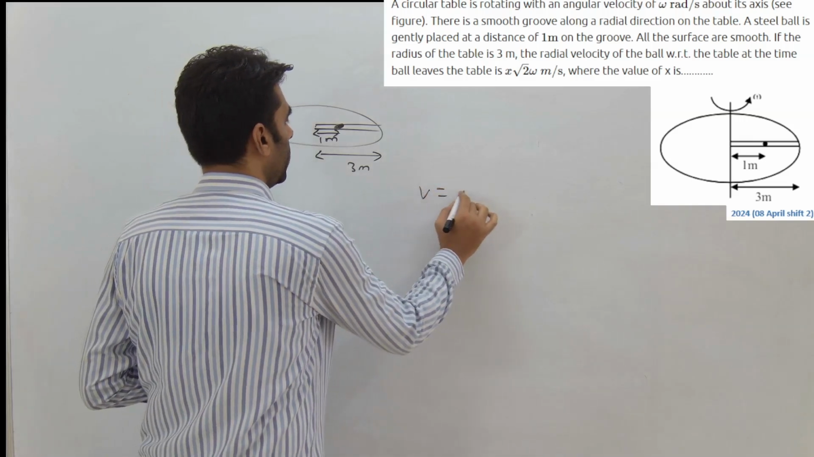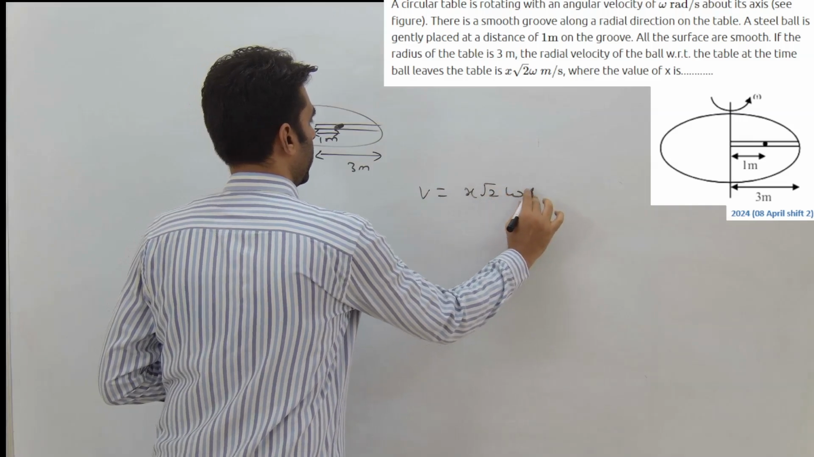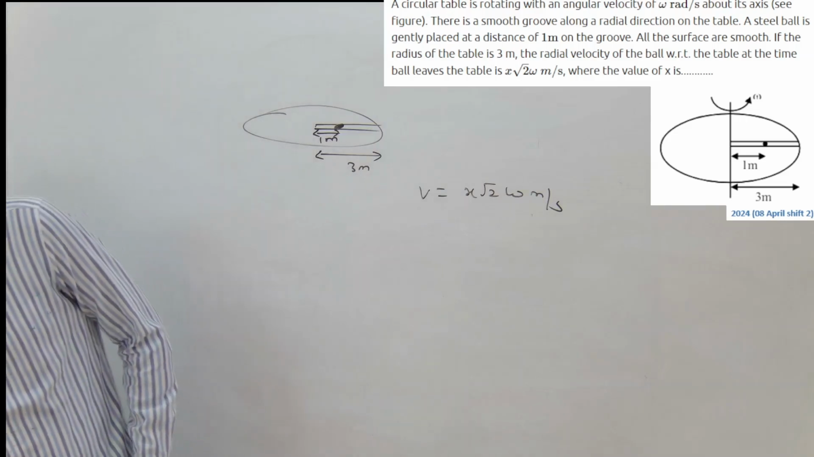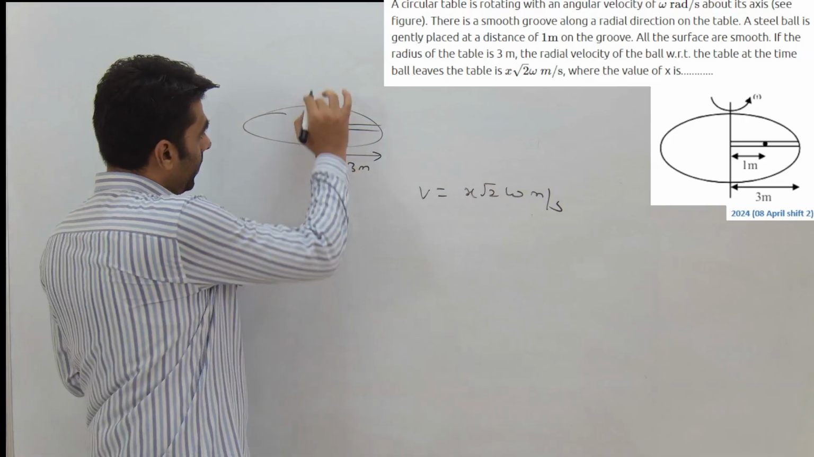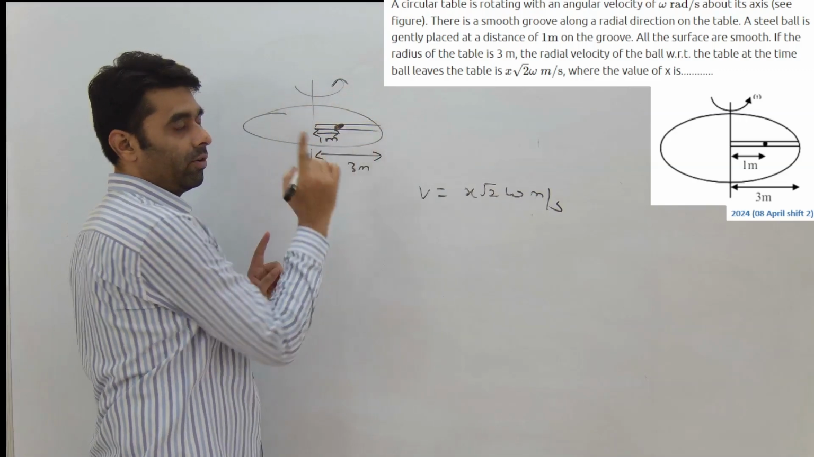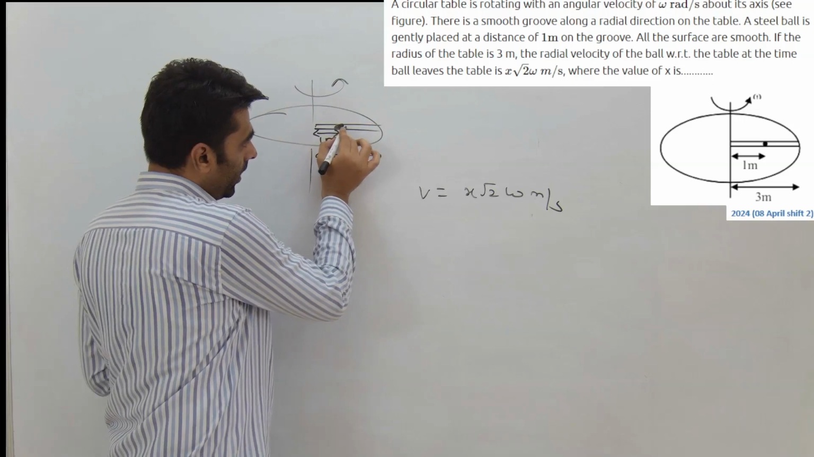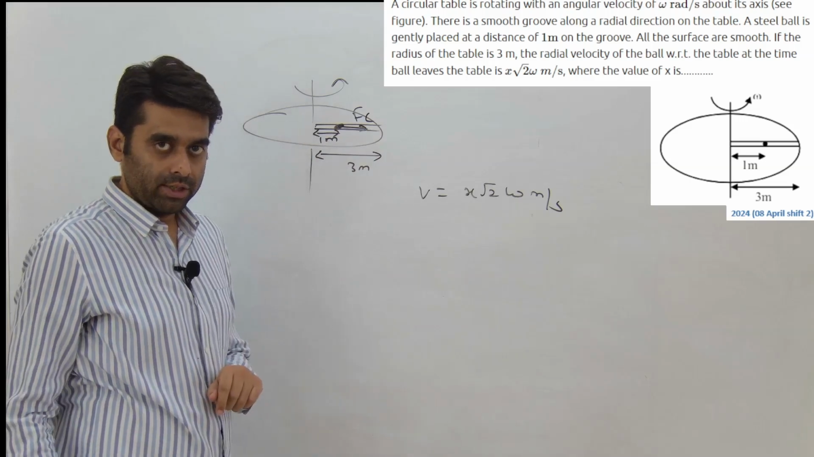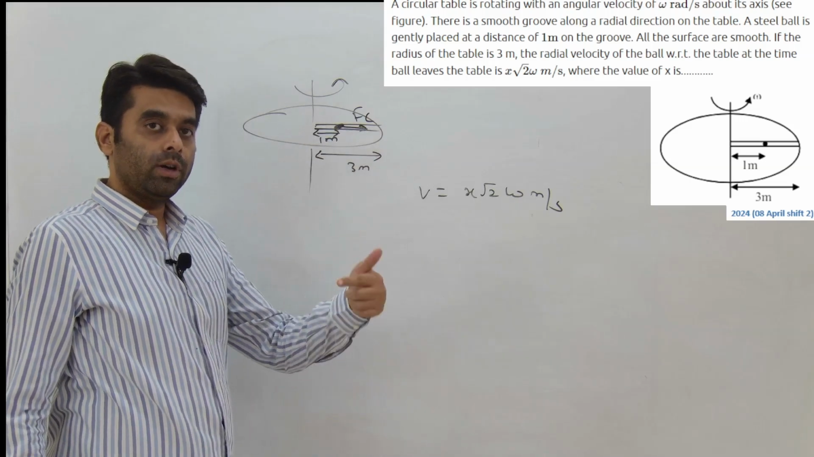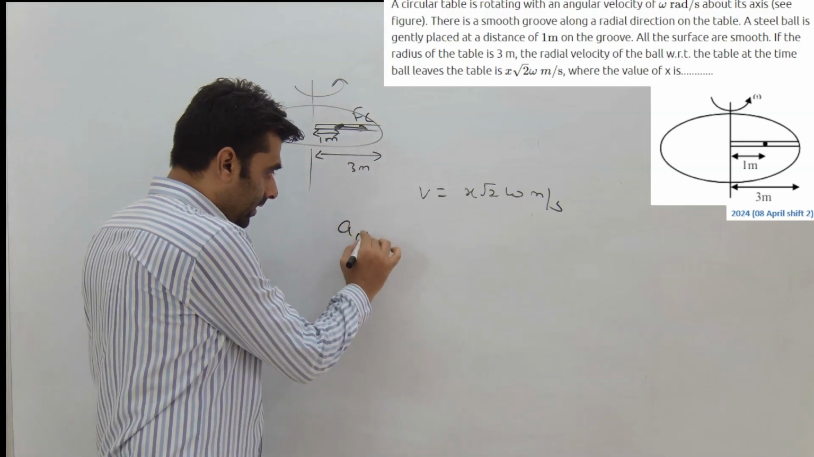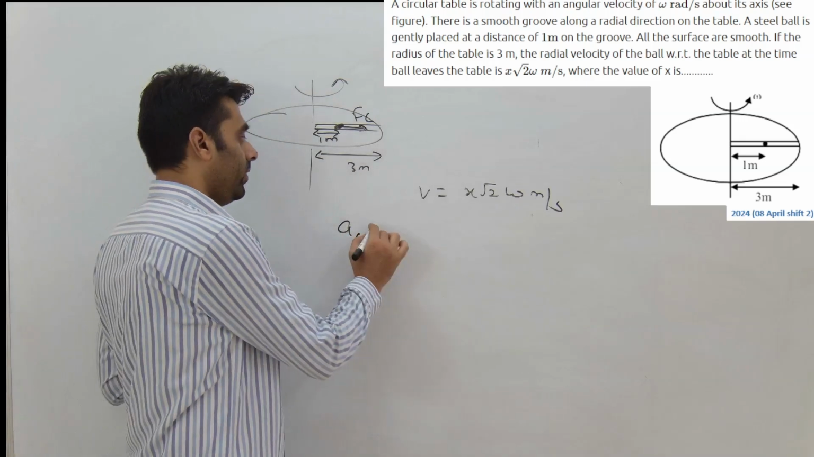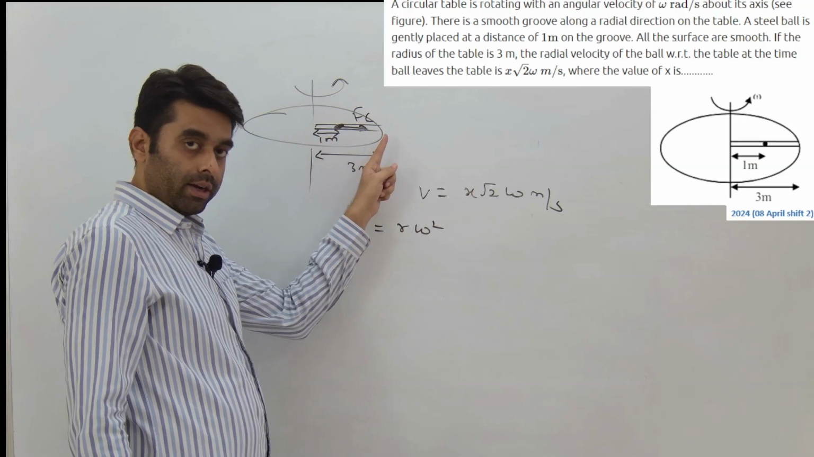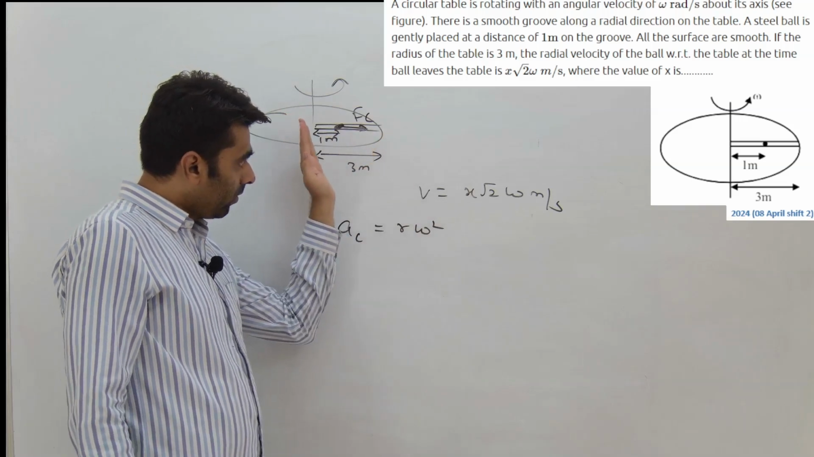So the velocity is given to us as x root 2 omega meter per second. This is the radial velocity, right? Where the value of x is to be found. Let us understand what is going to happen when this disc rotates. If we see from the reference of the disc, this ball will experience a centrifugal force in the radially outward direction. Due to that, a centrifugal acceleration will be there. If we have to write the centrifugal acceleration, it is r omega square, right? But its position is changing. From 1 meter it will be 3 meter. It will move from 1 to 3 meter.